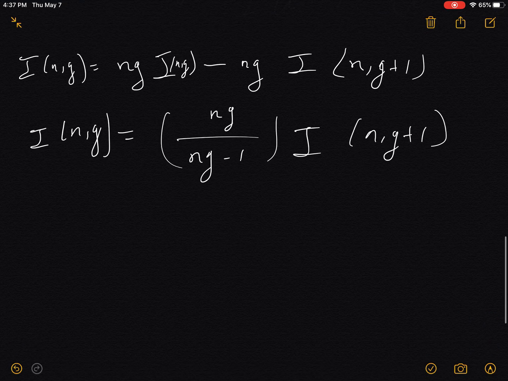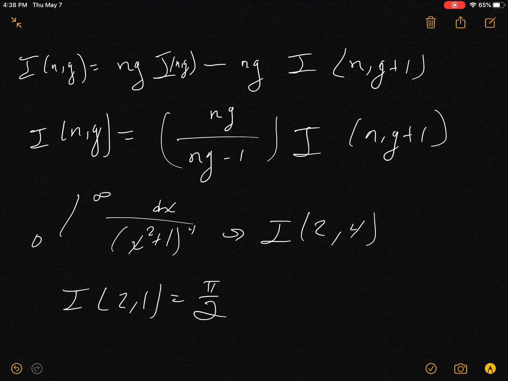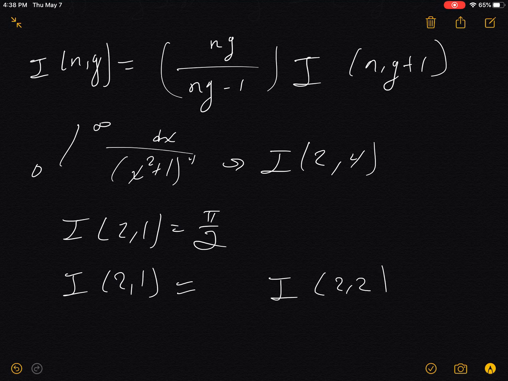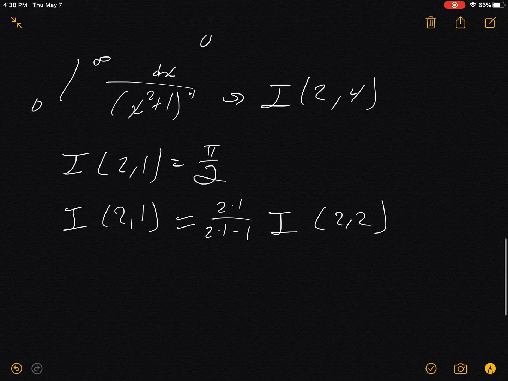So now, let's say you wanted to solve the integral from 0 to infinity of (x squared plus 1) to the fourth, like this. Obviously this is going to be I of 2, 4. And we already know that I of 2, 1 is going to be equal to pi over 2, because that's just a basic arctangent integral. So all we're going to have to do is go I of 2, 2 equals, in this case, 2 times 1 minus 1 over 2 times 1, times I of 2, 1.